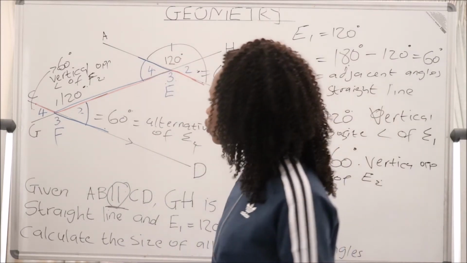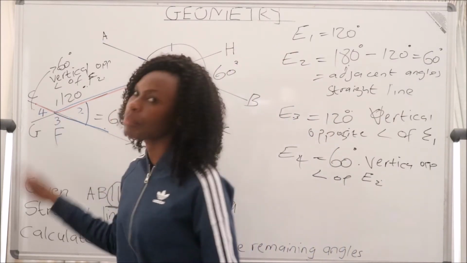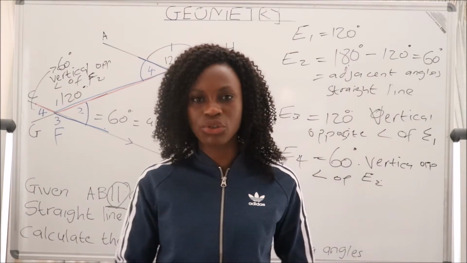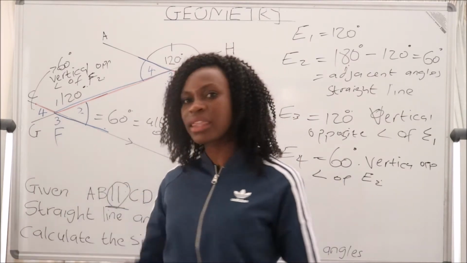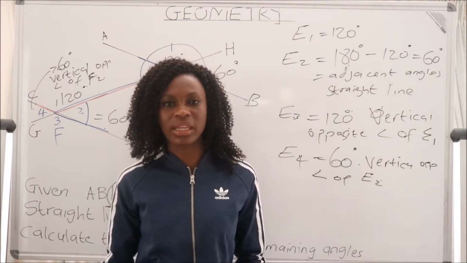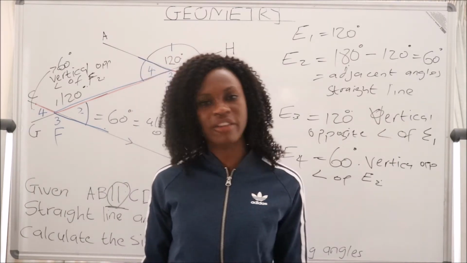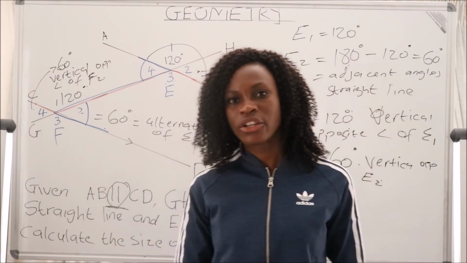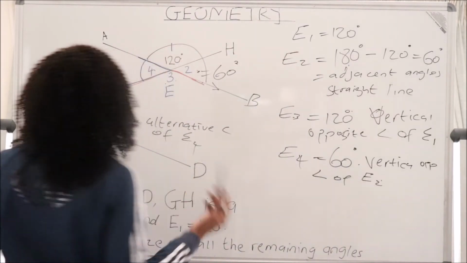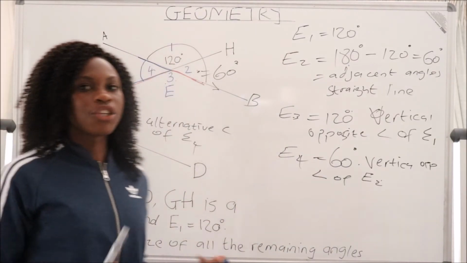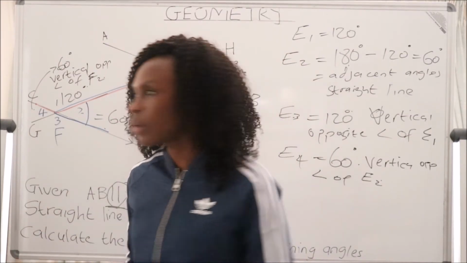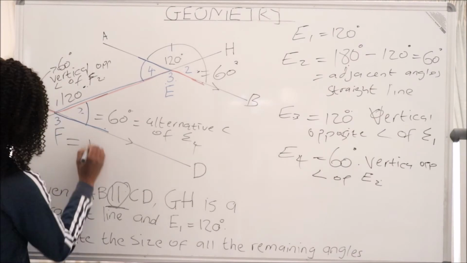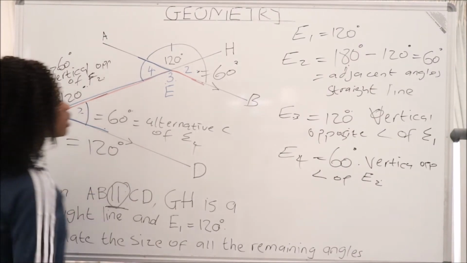Another way of doing it is to say that angles around a point should add up to 360 degrees. And now that we have the values of the other three angles, we just subtract the three angles from 360, and they will give us the value of F3. So there are many ways of doing it, but the easiest way, where we don't even need a calculator, is to say that vertical opposite angles are equal. That means that F3 is also equal to 120 degrees. So this one is equal to 120 degrees.